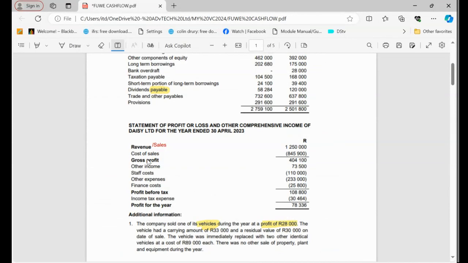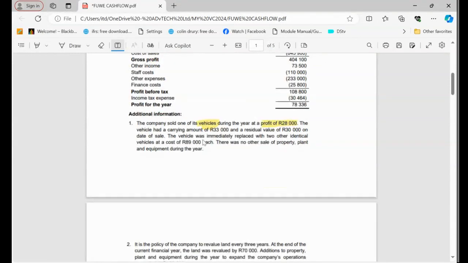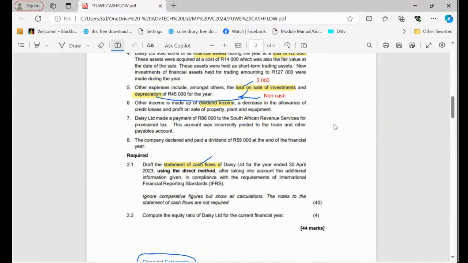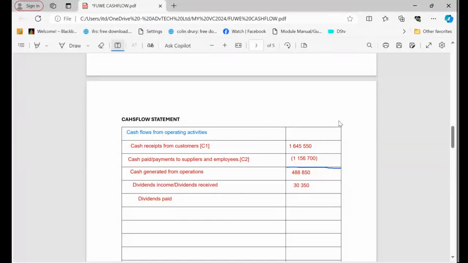Do you have any dividends here? Let's see. We don't have, but it doesn't mean that if you don't have it here, we don't have it from the information. So we must check for the dividends during the period. So we didn't find anything here. It's okay. There's no dividends, but I remember I saw some dividends. I think it's the last one, number 8. They said the company declared and paid how much dividends? 55,000.